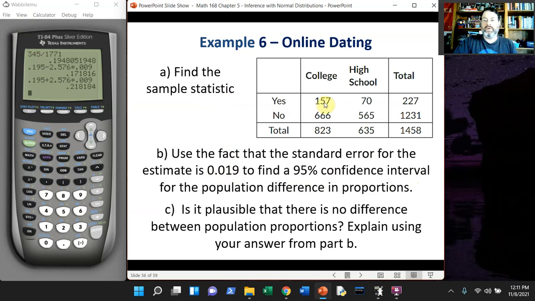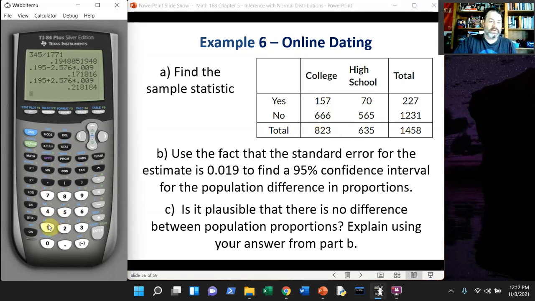Well, we know it's p hat 1 minus p hat 2, so it's the proportion of college-educated folks who use online dating minus the proportion of high school or less educated folks. And we're just looking at the yes answer, right? So it's going to be 157 out of 823. If you want to use the stacked fractions, for this kind of stuff you might want to use the stacked fractions. It's up to you. I don't care how you type it in. But I just like showing different ways.